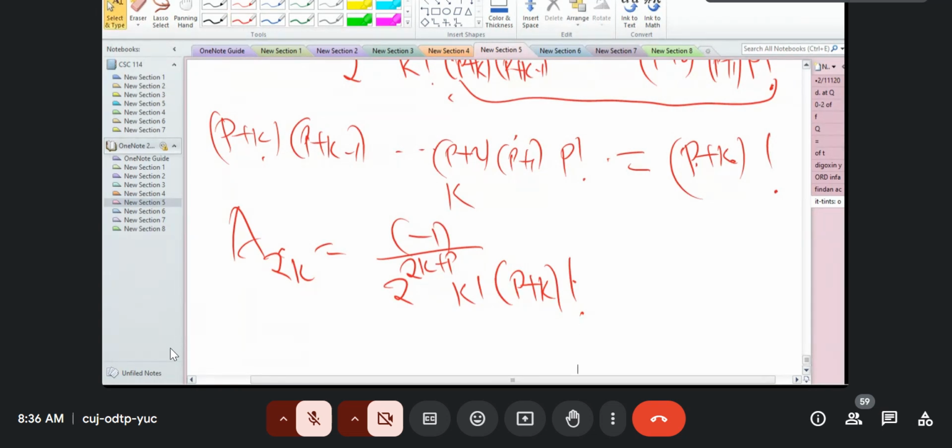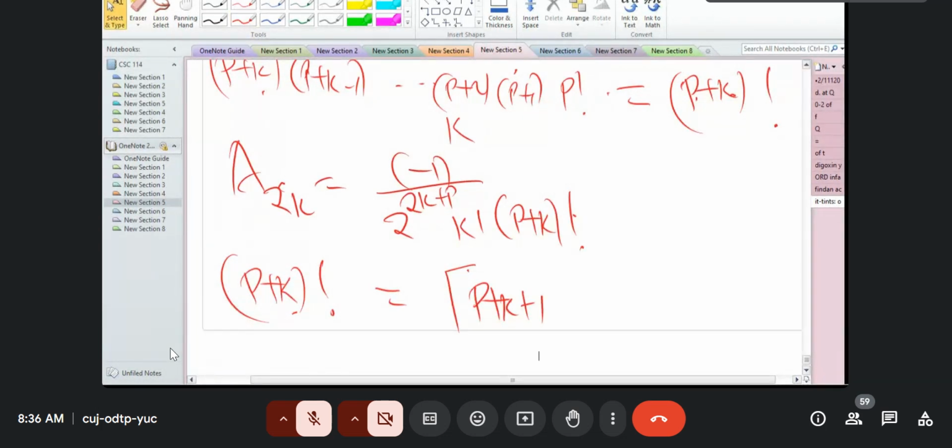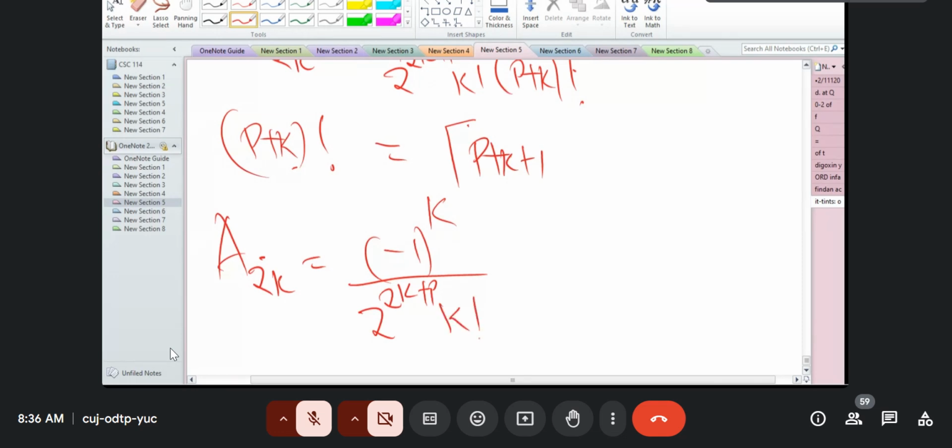There is a way we can express p plus k factorial in terms of the gamma function. We just went through that. P plus k factorial is equal to gamma of what function? Gamma of p plus k plus 1. So we substitute p plus k factorial with gamma of p plus k plus 1. And we have a sub 2k equals minus 1 power k divided by 2 to the 2k plus p times k factorial times gamma of p plus k plus 1.